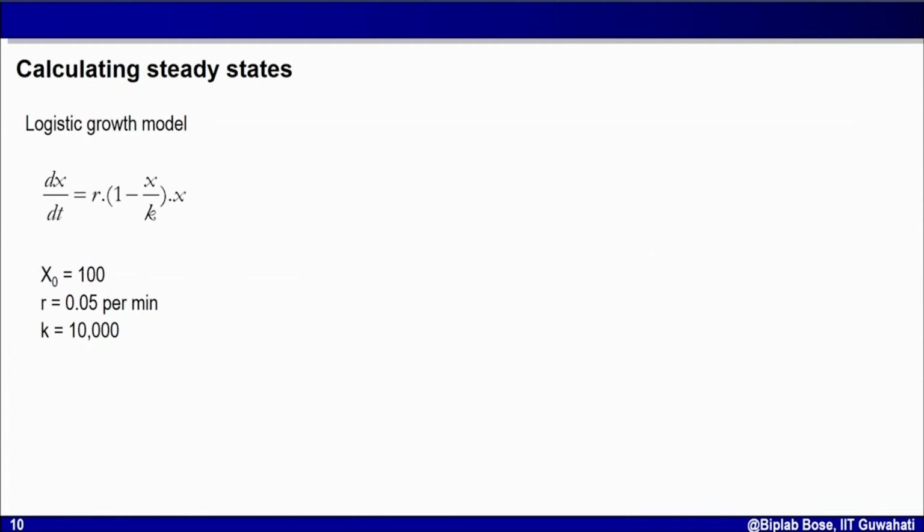Let us see an example. We will take the example of logistic growth. So the model ODE is dx/dt = r(1 - x/k)x. x is the size of the population. The initial value of x is x0, that is 100. The rate constant for growth of the population is 0.5 per minute, and k, the carrying capacity, is 10,000.